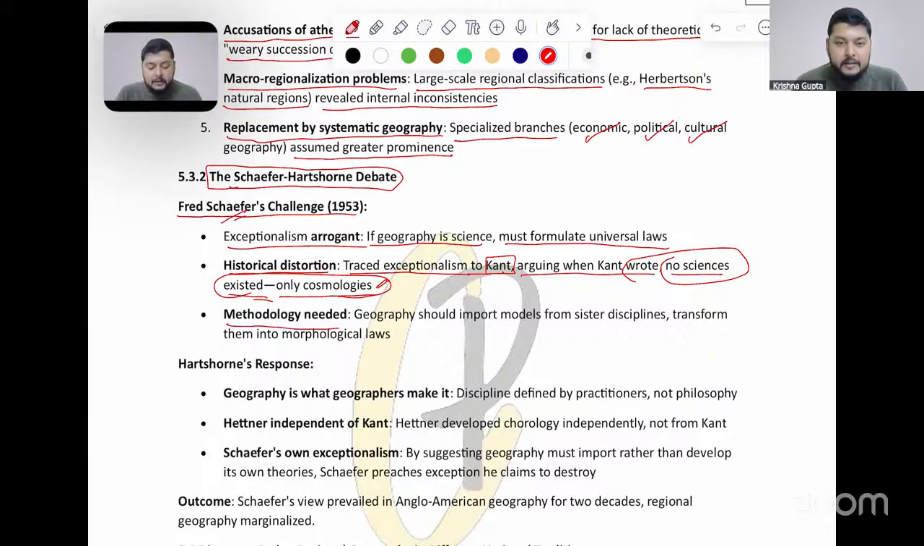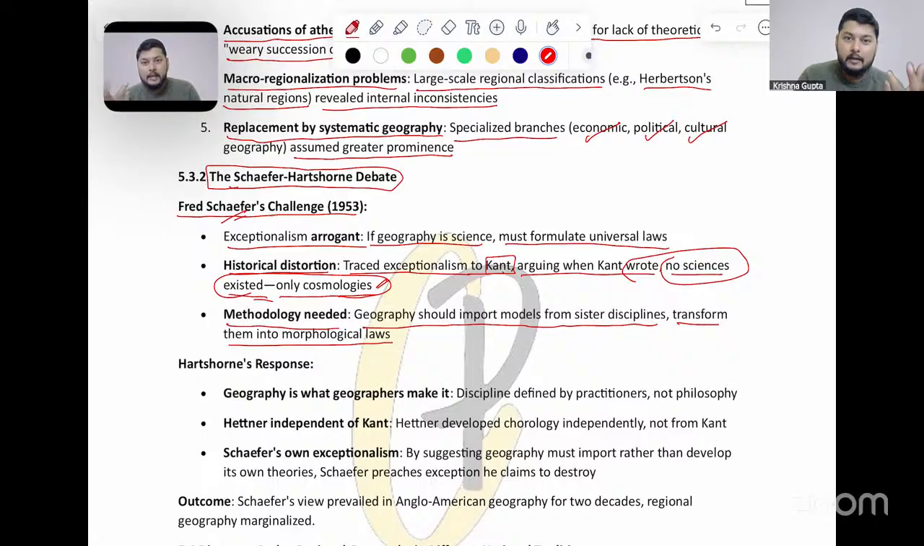Now, the methodology which is needed: geography should import models from sister disciplines and transform them into morphological laws. Until that time, geography was not able to take help from sister disciplines. For example, if I want to develop a model for political geography, I can import certain laws from polity. If I want to see economic geography, I can import certain laws from economics and apply them in geography. From the perspective of philosophy, philosophical laws can be taken and applied to geography.